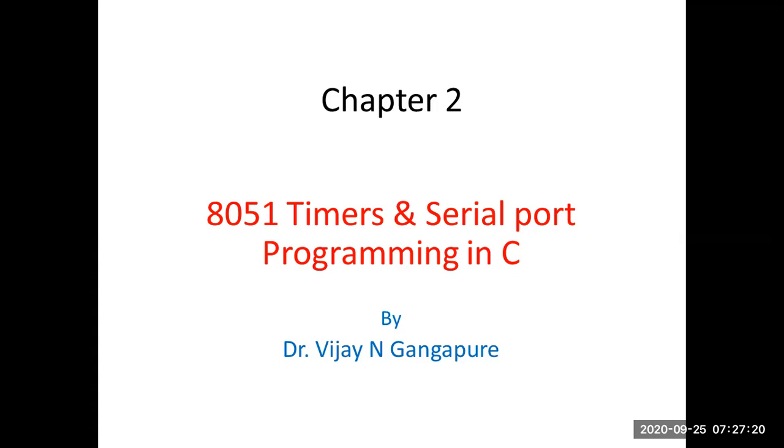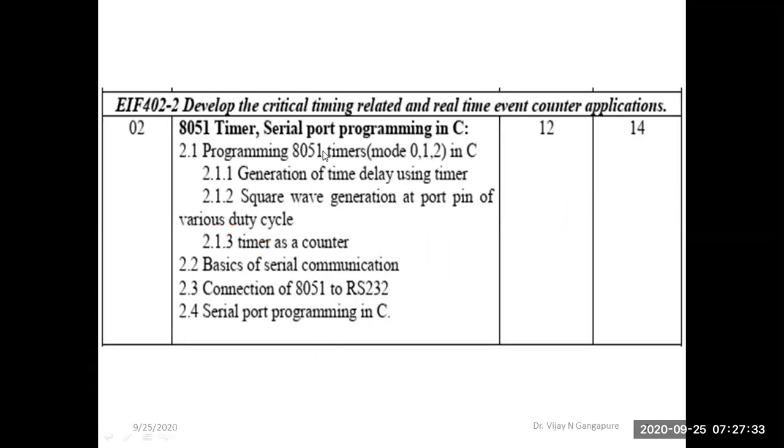programming in C. So we are going to study programming of two peripherals in C in this chapter. The first peripheral is timers and the second peripheral is serial port. These are the contents of this chapter number 2.